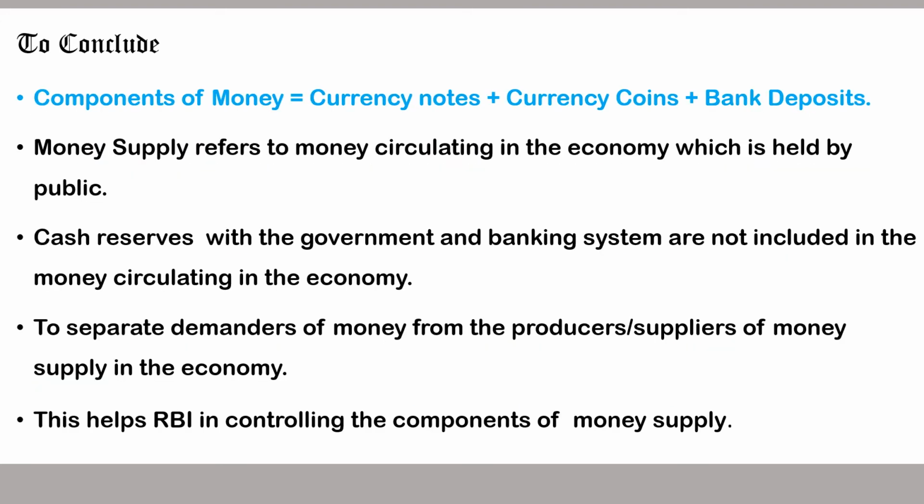To conclude, components of money in India consist of 3 items, that is currency notes plus currency coins plus bank deposits. Money supply refers actually to the money circulating in the economy which is held by the public. Cash reserves with the government and banking system are not included in the money circulating in the economy. Why is this done? This is done to separate the demanders of money from the producers or suppliers of money supply in the economy. This helps RBI in controlling the components of money supply in the economy.